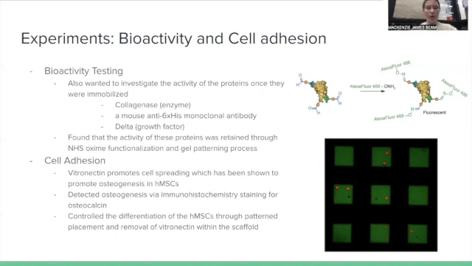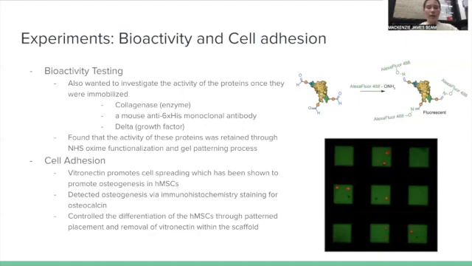They then wanted to see how human mesenchymal stem cells would respond to spreading cues that they changed over time. So they attached vitronectin to the scaffold using photopatterning, and vitronectin is a protein that promotes cell spreading and has been shown to promote osteogenesis for human mesenchymal stem cells. And they assessed whether osteogenesis was occurring using immunohistochemistry and stained for osteocalcin, which is a marker for osteoblasts.